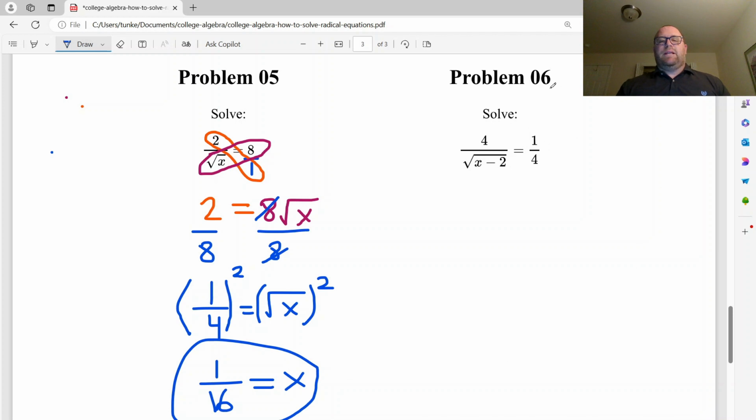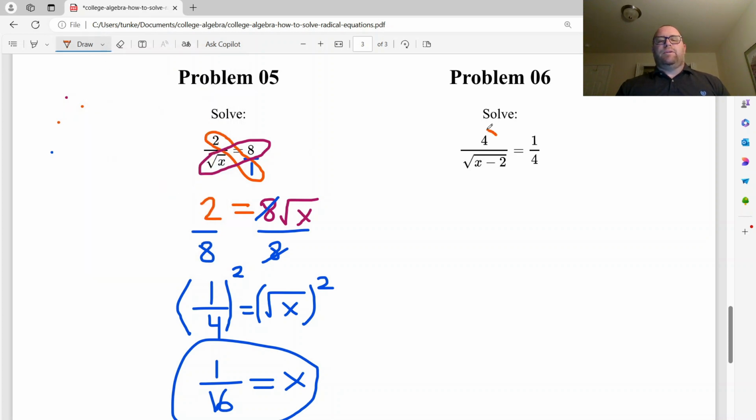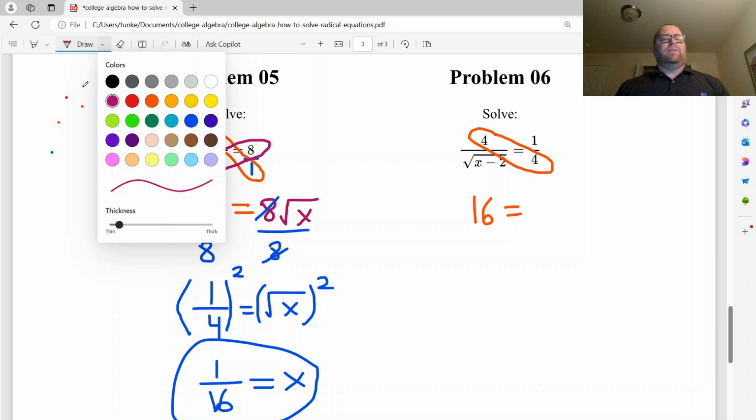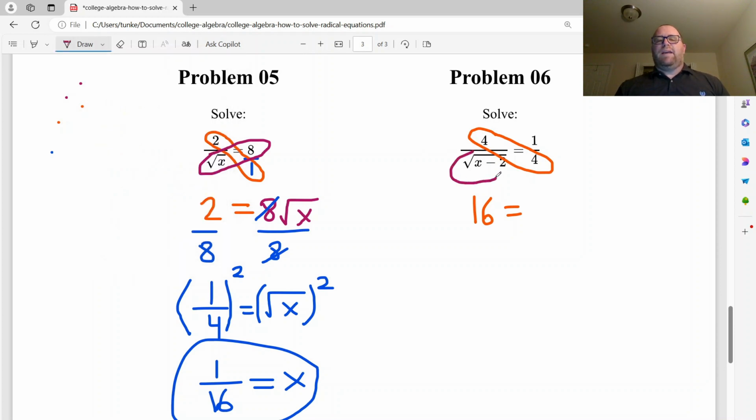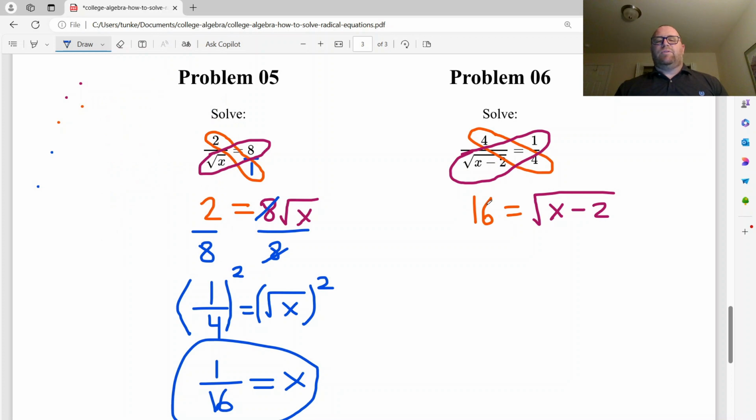All right, on this side here, problem 6, we can do the cross multiplication. So let's do that. So I'm going to do 4 times 4. That's 16. And that's equal to the square root of x minus 2 times 1. Anything times 1 is itself. So it's just equal to the square root of the quantity x minus 2. Okay, we want to get rid of the square root, so we have to square both sides.